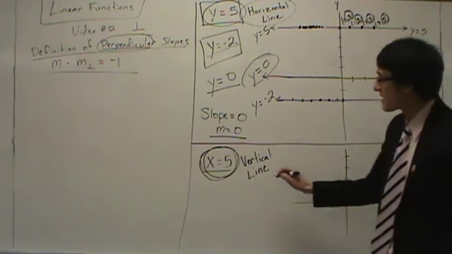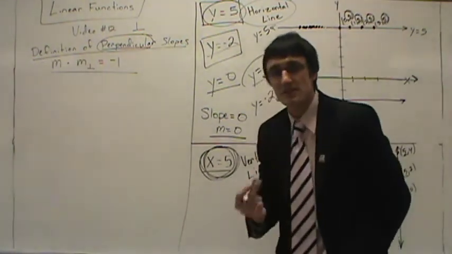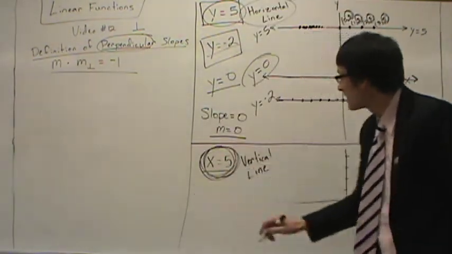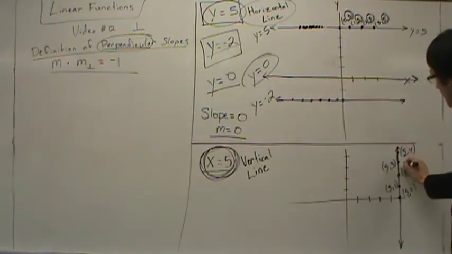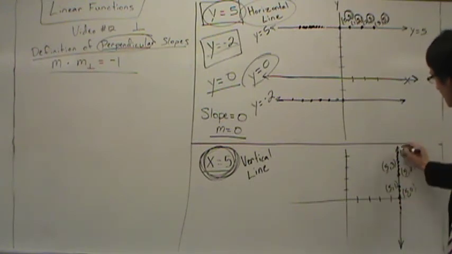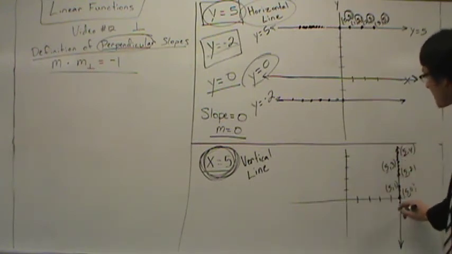5. So when I say graph the line x equals 5, what this means is graph all points whose x values are 5. And how many points have x values of 5? Hopefully you say there are infinitely many. Infinitely many points that have x values of 5, forming a line.